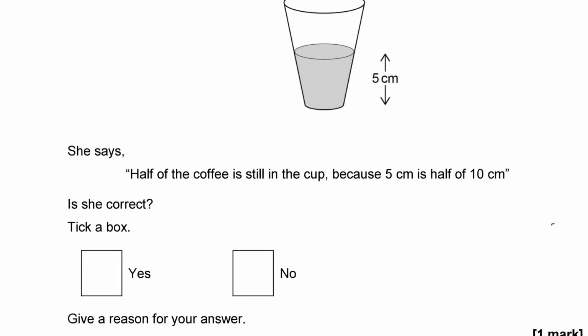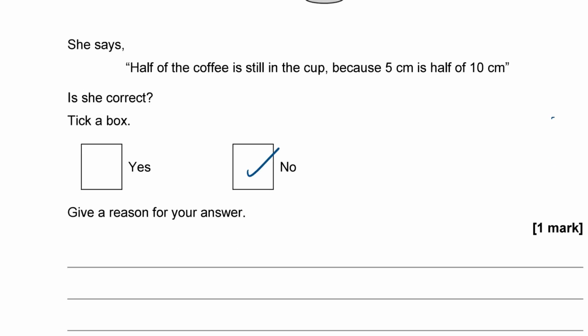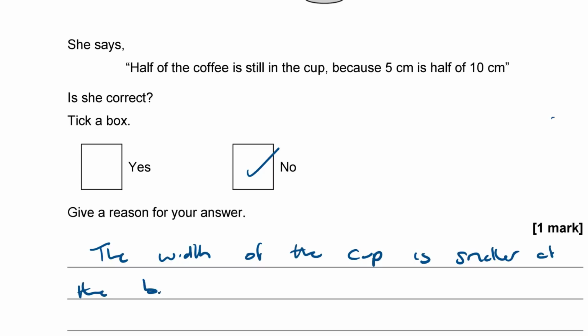So tick a box. No. So give me a reason then. The width of the cup is smaller at the bottom.